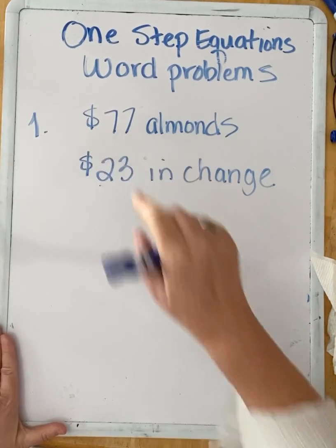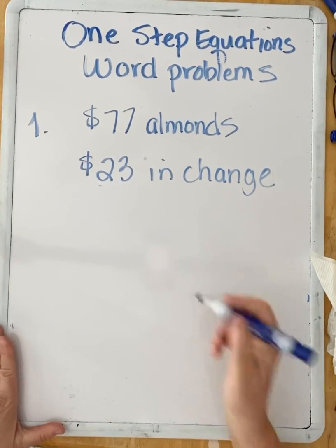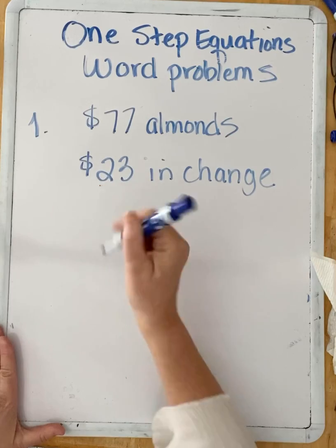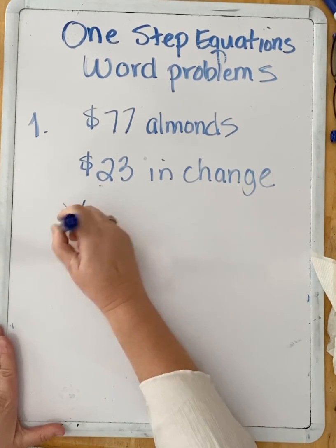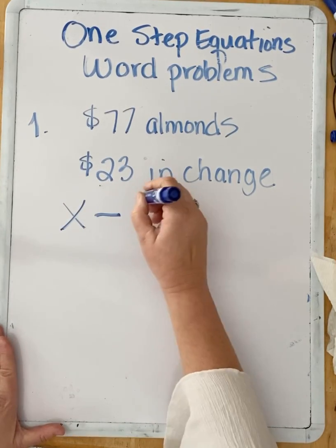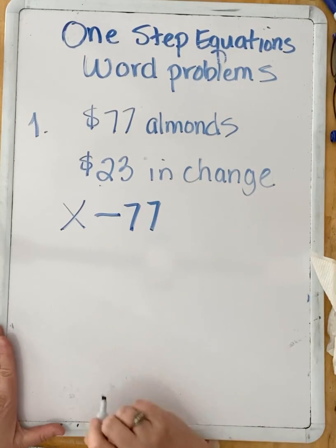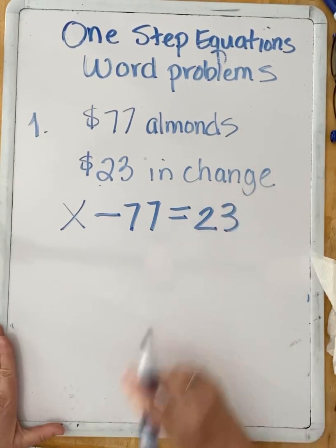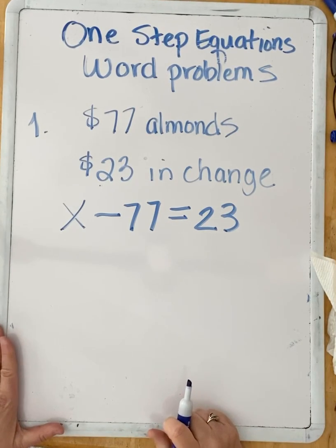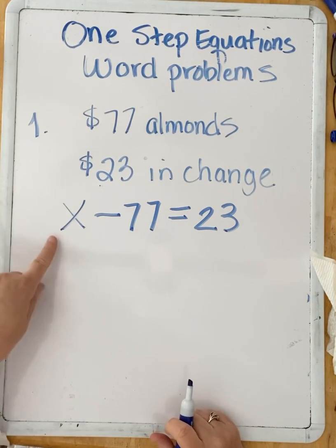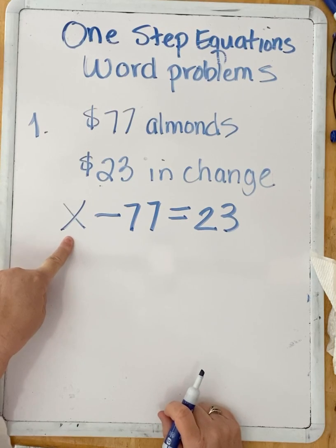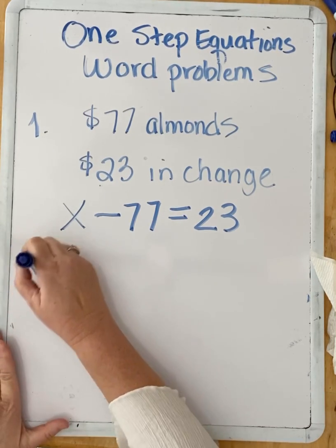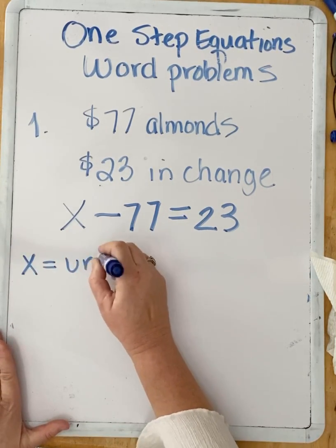So I have something that costs $77. So I gave some amount to the cashier. And then she subtracted the $77 for the almonds and gave me back $23. So I'm going to go through that again. I gave some unknown amount to the cashier. So X is the unknown.